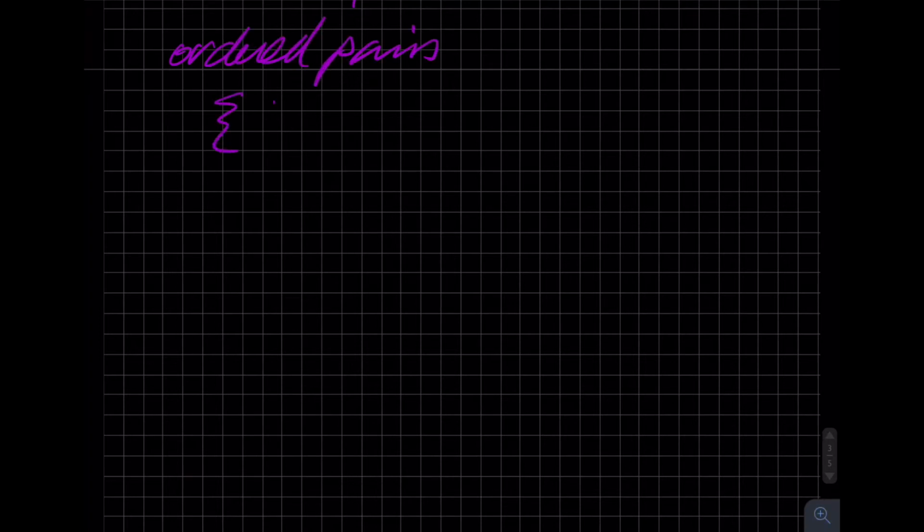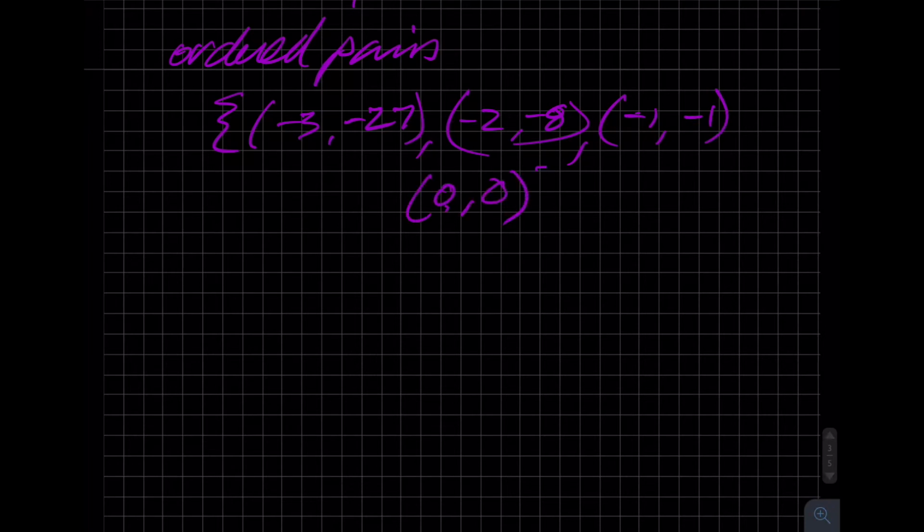Okay, so the example I had was longer. I'm going to make it a little bit shorter. -3, -27, comma, -2, comma, -8. Another ordered pair would be -1, -1, and let's say 0, 0. They had a bunch of positive numbers, but I'm trying to make this shorter.